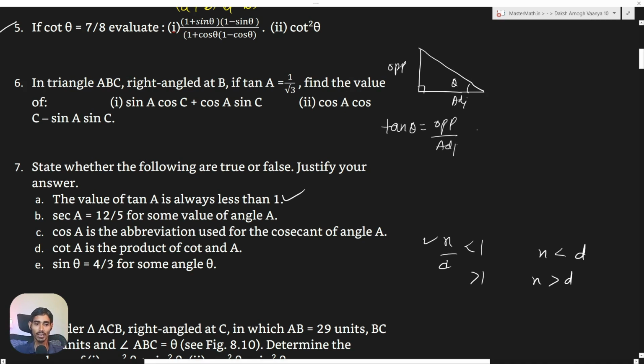So if it is always less than 1, is it always true that the opposite side would be always less than the adjacent? Suppose this is 3 centimeter, this is 4 centimeter. Is that always true? Or can this opposite be 4 and this be 3? Is that possible? Is it possible for the opposite to be 4 and the adjacent to be 3 in some triangle?